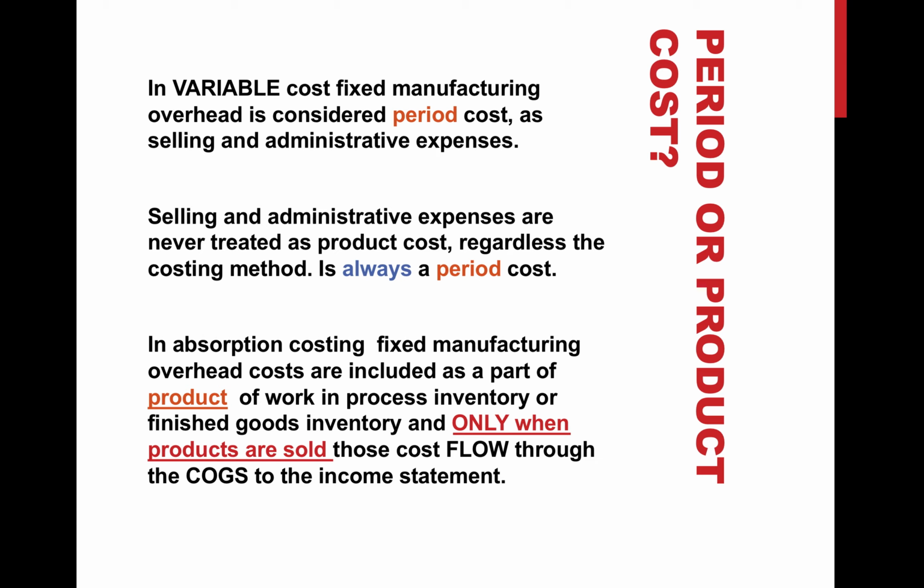No matter that you have another cost that is variable, you can only add 3 items for a product cost. In absorption costing, fixed manufacturing overhead is included as part of a product in work in process inventory or finished goods, and only when the products are sold do those costs, I mean the 4 costs altogether, flow through the cost of goods sold to the income statement, as we explained before in the diagram.